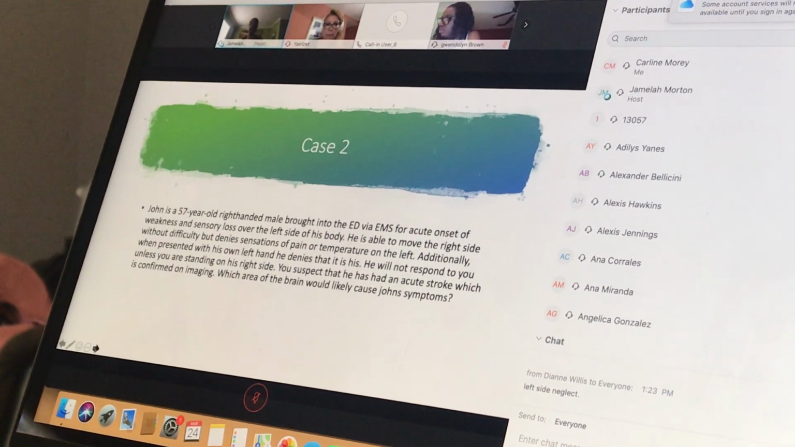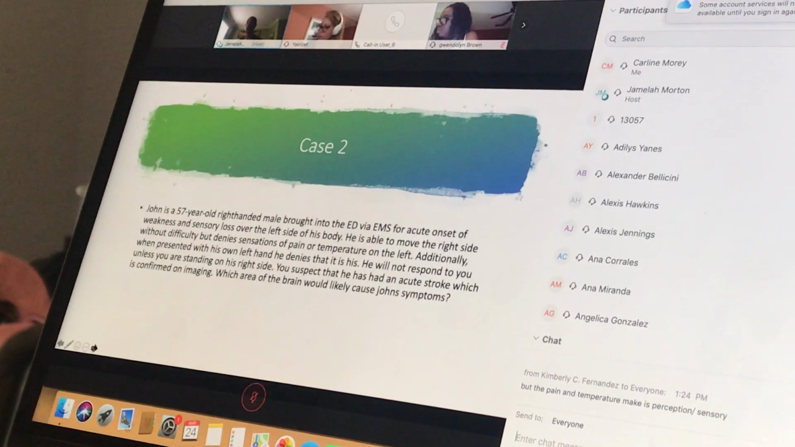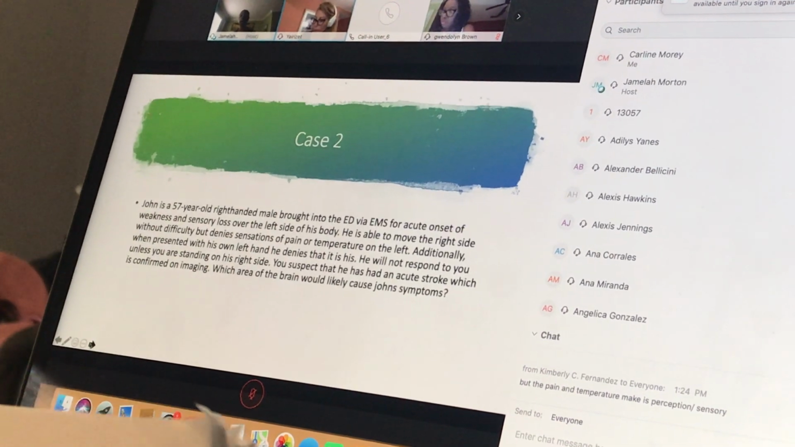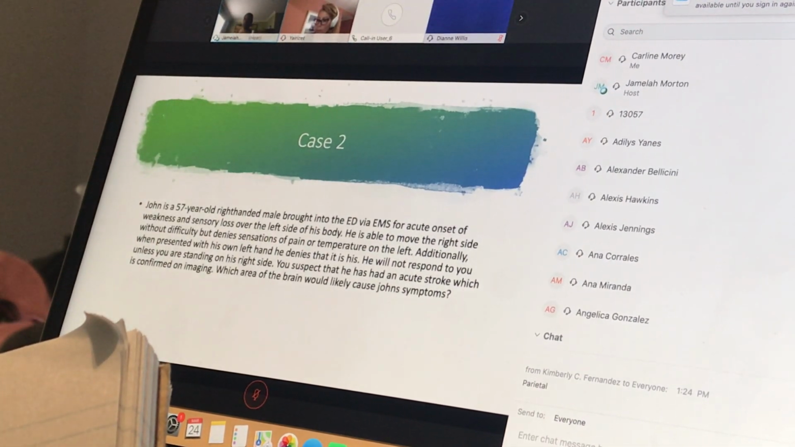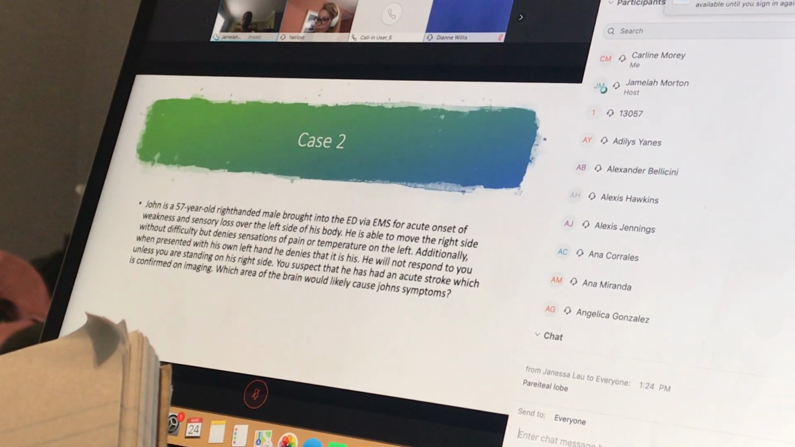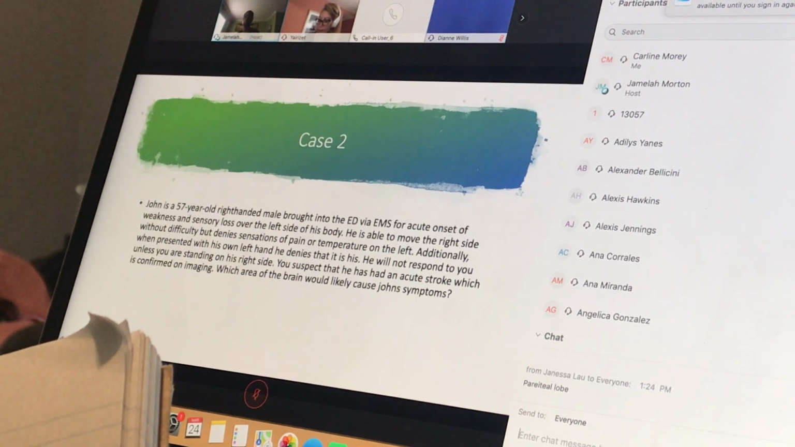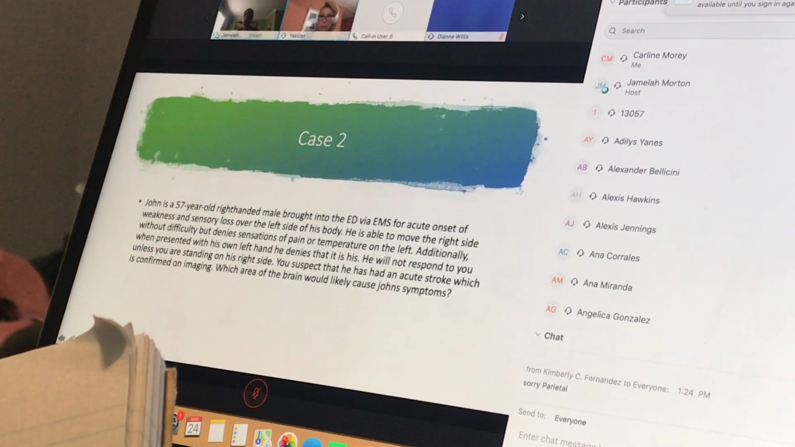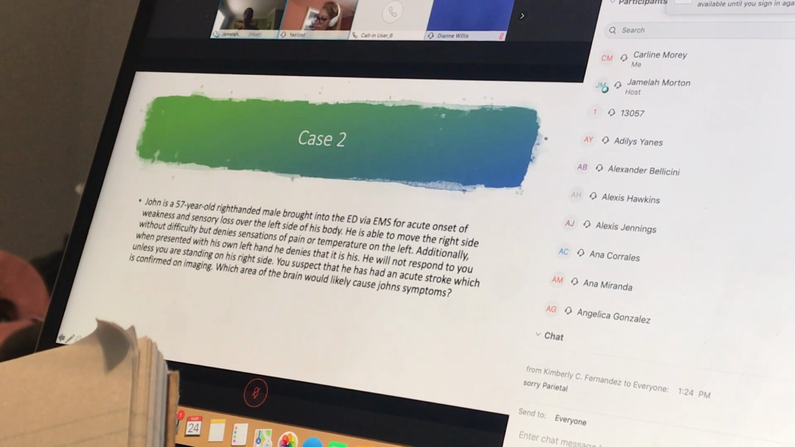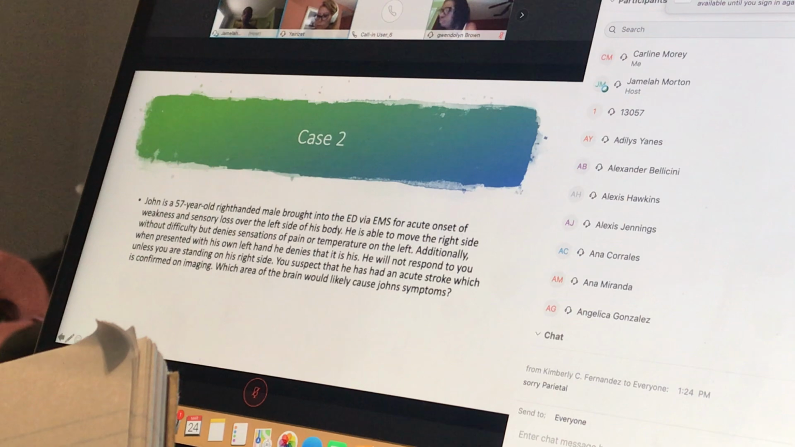So he's having difficulty with pain and temperature sensation on the left side of his body, and when we put his hand in front of his face, he is unable to identify it. That's actually called neglect. When he is neglecting one side of his body, he cannot discern his own hand. When someone's doing that, you want to think about right parietal. Right parietal is the lobe that's giving you those symptoms.